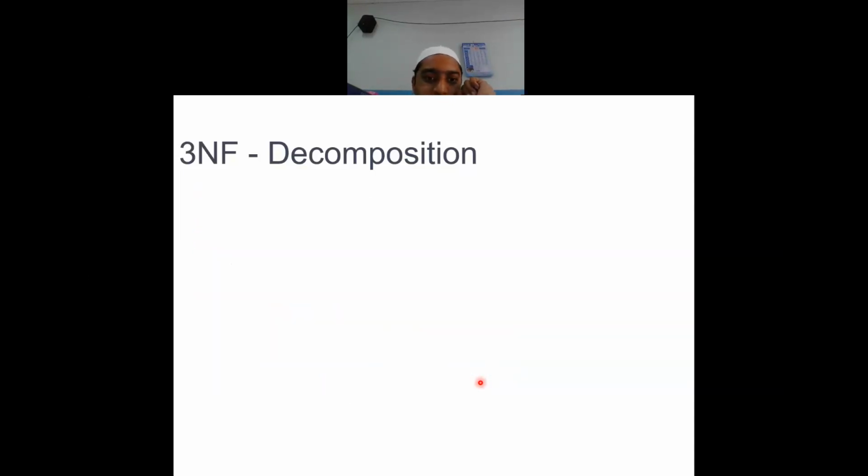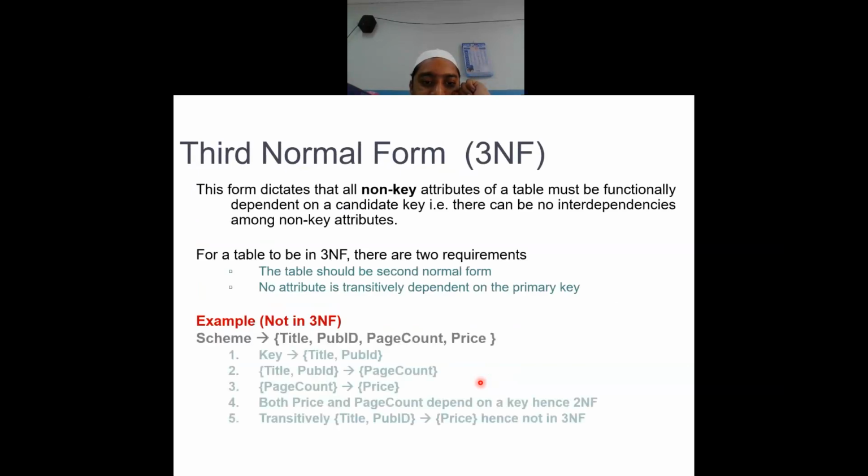Okay, just for a review, I'm going back to the example. We had a particular schema given over here called title, publication ID, page count and price. Now we were saying that title and publication ID give page count, which gives price. So what was indirectly dependent? Price was dependent on page count, which was dependent on title and publication ID. So what we did, we removed price from the original schema and kept it as a new table.